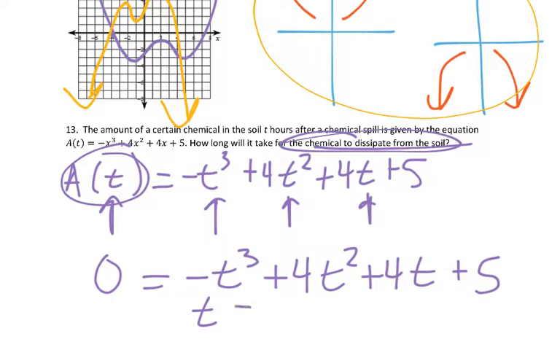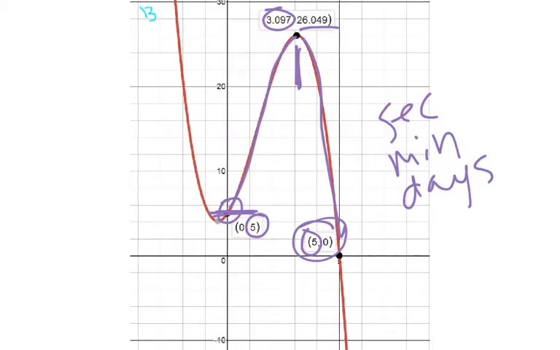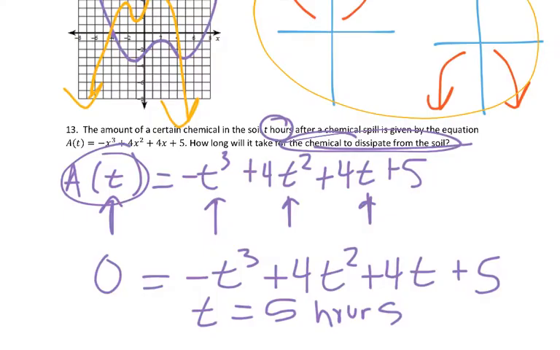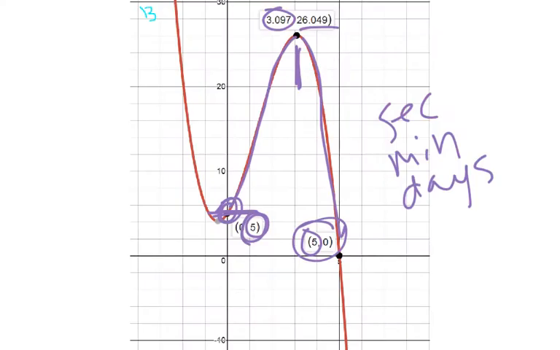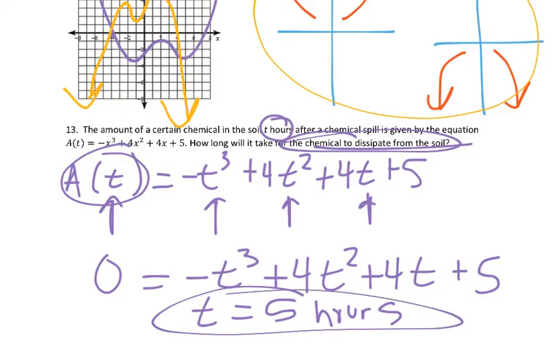So T would equal 5. Oh, hours. So in 5 hours, it'll be all gone. At 0 hours, we had 5, and it doesn't say how much of it. 5 of whatever, parts per million or parts per billion. That's usually the measurement they take for that kind of hazardous stuff. At a little over 3 hours, we hit our maximum amount of particles in there, and then at 5 hours, it's all gone. So there's our answer.